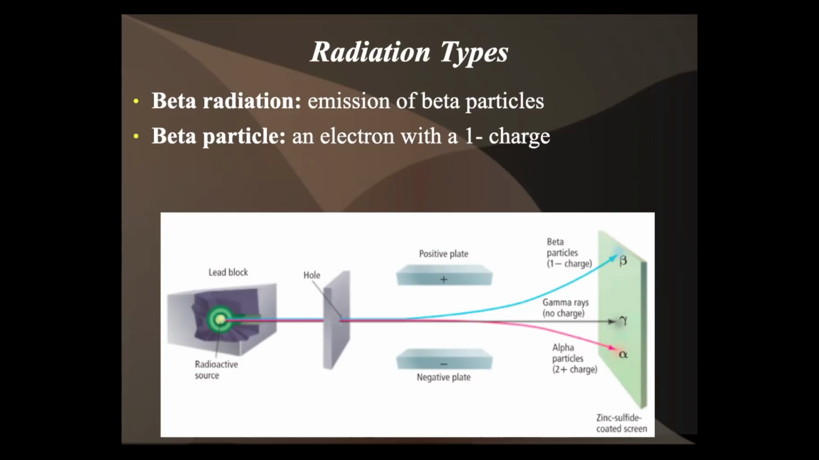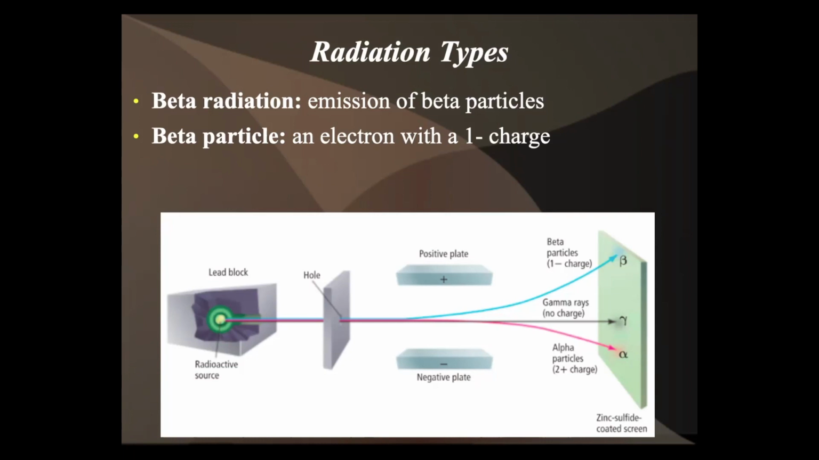Why does it curve upwards more if it has less charge? Oh, that's a good question. It's because it's lighter. Beta is a lot lighter. It's about 2,000 times, no, actually more than that. It's about, what would that be? 8,000 times lighter than an alpha particle.